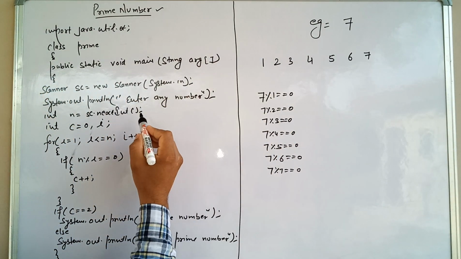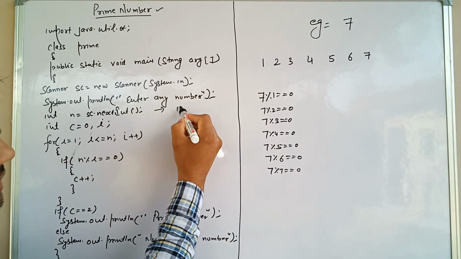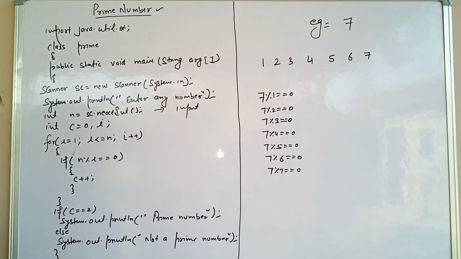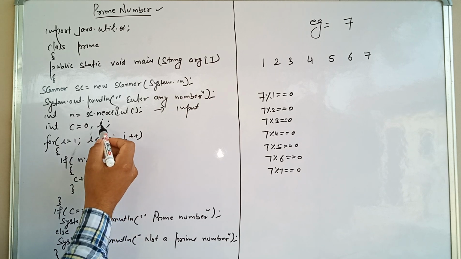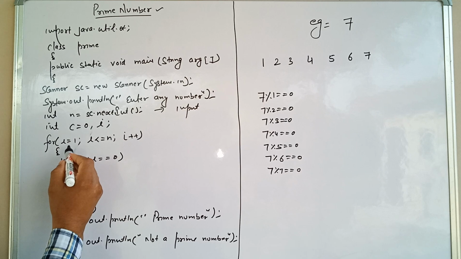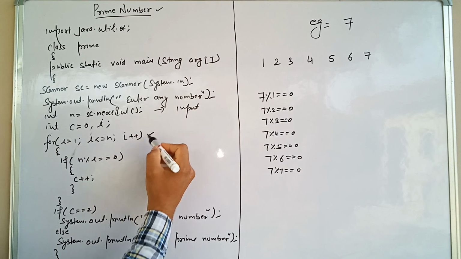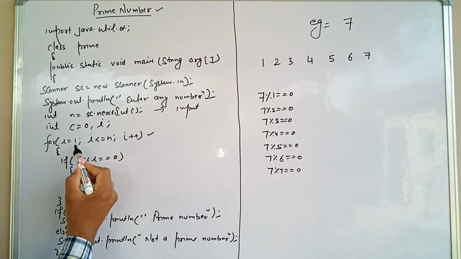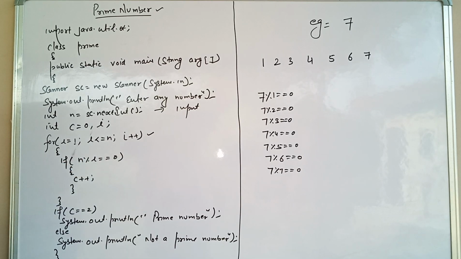The number I have accepted in this variable. This is the input for my number. Now I have declared two variables. C I have declared to store the count of factors. Here I is my loop variable. So I have started this for loop, and you can see that I have started this loop from 1.